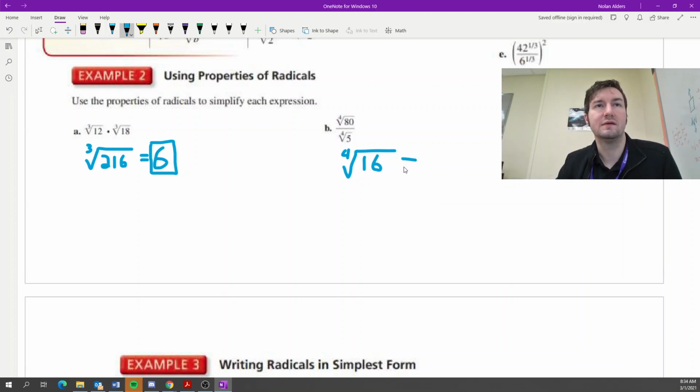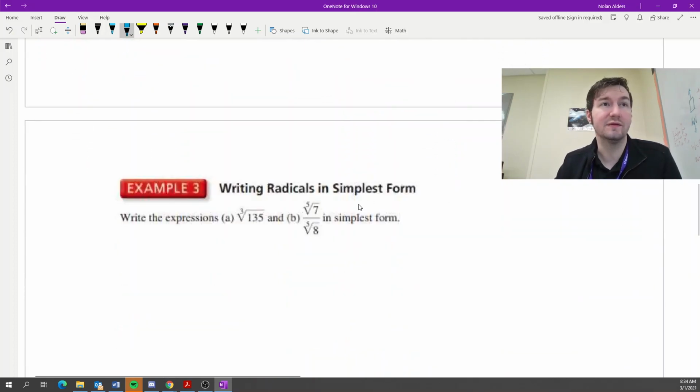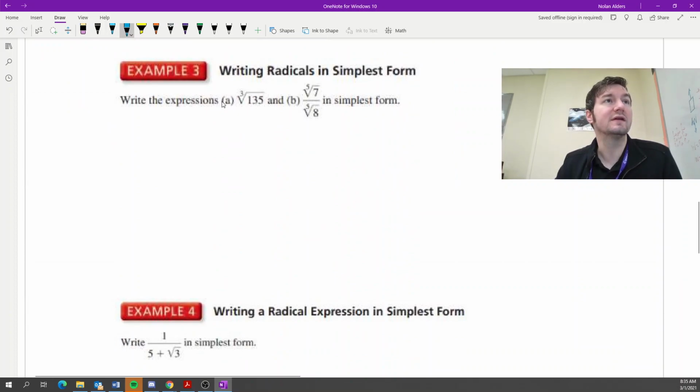Yes. Just comes out real nicely as 2. And you have to remember, this goes back to the last video, anytime you have an even number right here, you've got to put a plus or minus. All right, so it could be plus or minus 2. Plus or minus 2, because 2 times 2 times 2 times 2 is 16, but also negative 2 times negative 2 times negative 2 times negative 2 is also 16.